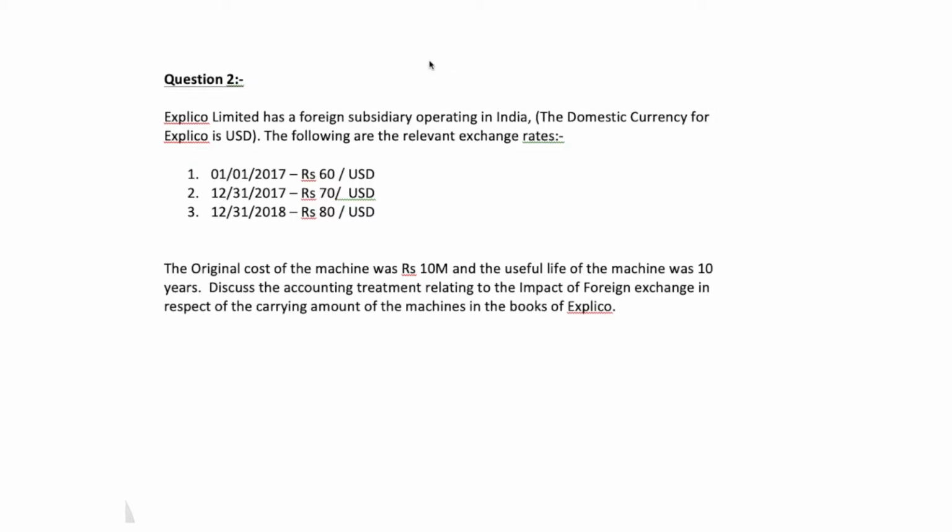So basically, our client Explico is a US based firm which is operating in the US but has a business in India. At the end of the year, Explico issues consolidated financial statements. In order to prepare them, they need to translate the financial statements prepared in rupees to US dollars, translating its Indian operations from rupee to US dollars.